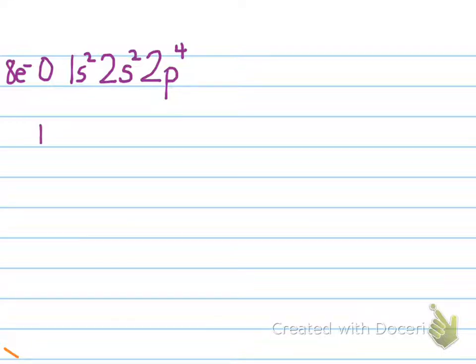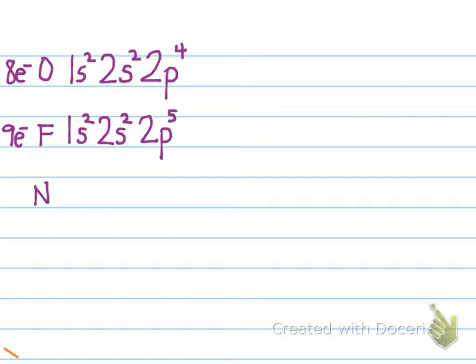For fluorine, atomic number 9, so it has 9 electrons. Again, I'm going to start with my 1s, completely full with 2 electrons. Next, I come to my 2s, completely full with 2 electrons. Next, I come to my 2p, which can hold 6. I have 4. I need 5 more, so it's 2p5.